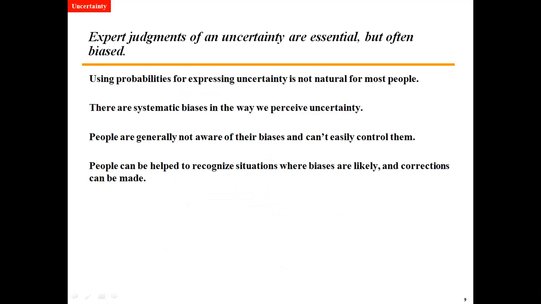Expert judgments of an uncertainty are essential but often biased. Using probabilities for expressing uncertainty is not natural for most people. This has been shown over and over again in psychologists' experiments, showing that people are not very good at expressing uncertainties using probabilities. They have systematic biases in the way they perceive uncertainty, and they're usually not aware of these biases and can't easily control them. People can be helped to recognize situations where their biases are likely, and corrections can be made.